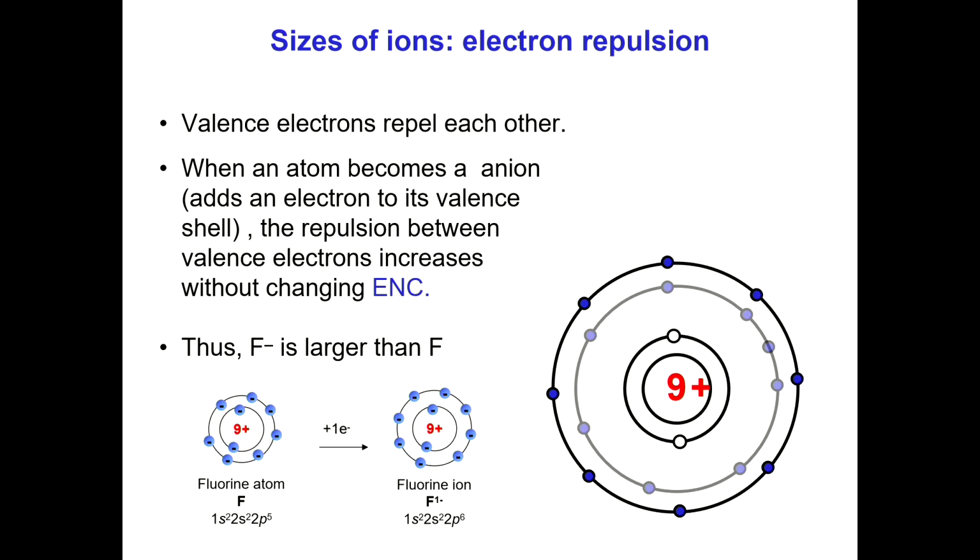So this is why when the atom gets electrons, the radius increases, just because the ENC number doesn't change, but the repulsions between the valence electrons increase, so they have to become bigger. Okay, so now here we explain why an anion is always larger than the neutral atom.